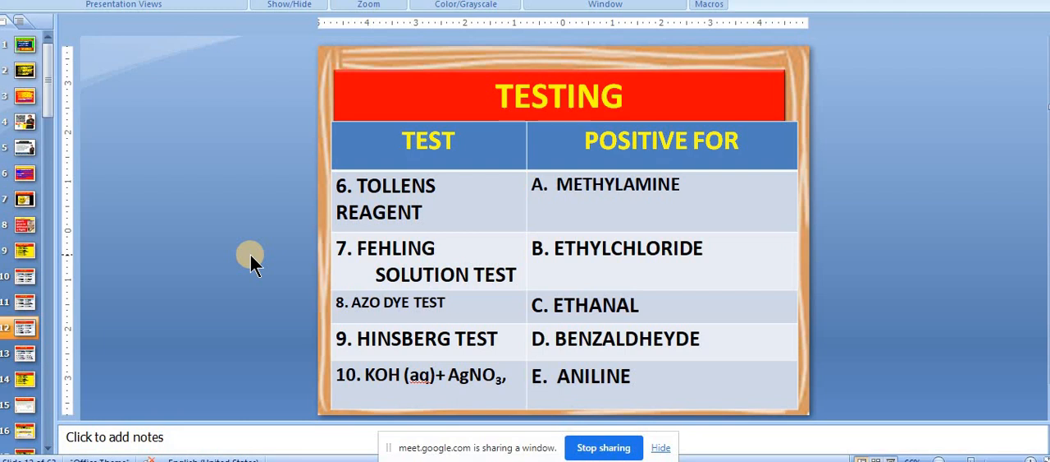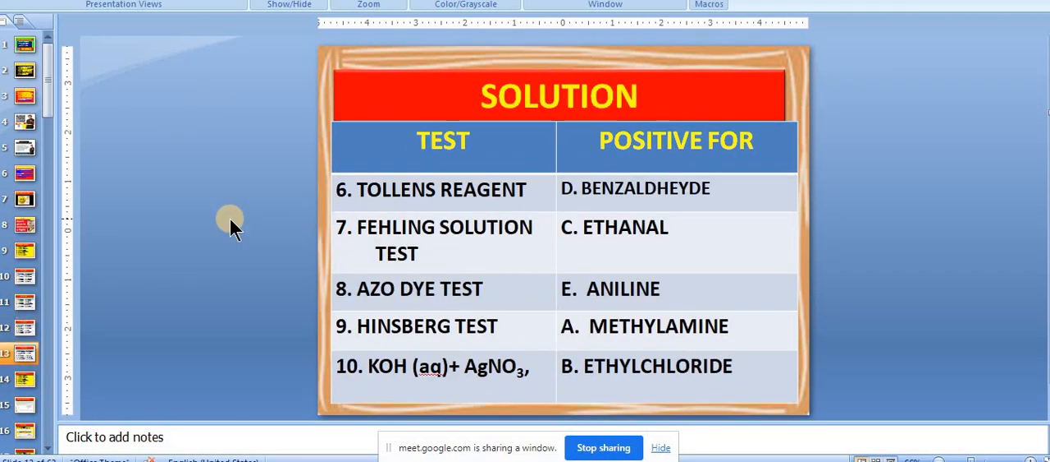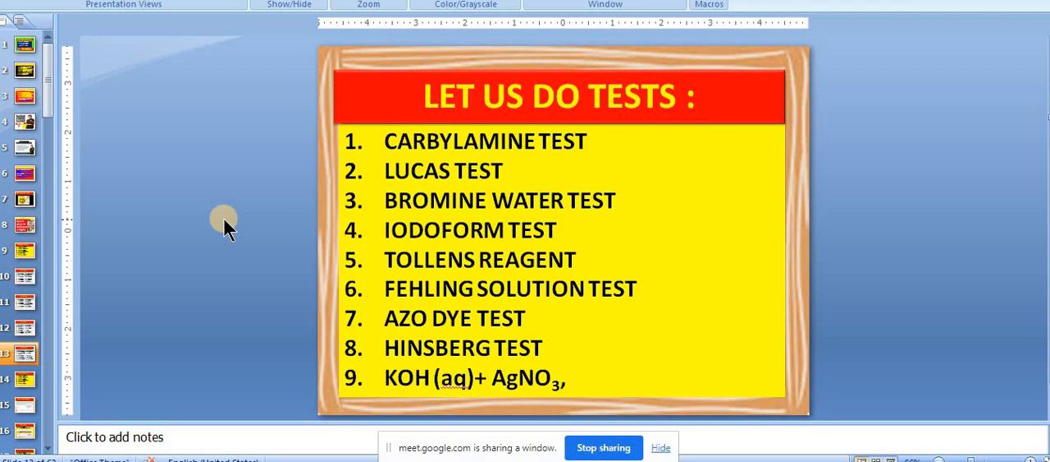What else? 10B. 10B KOH aqueous AgNO3. Okay. So now these are the answers. You can just see that these things, if you don't know, even no problem. But after the end of the session, you'll be able to know and distinguish all these things, that why we have chosen those. Okay. So let us start.